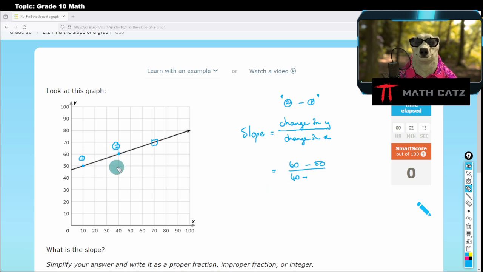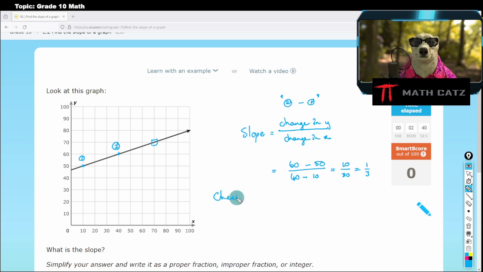minus 10. What do we get there? We get a 10 for the top. We get a 30 for the bottom. So we can simplify that very easily to 1/3. Now, it doesn't really matter how you write this. Improper fraction, integer if it happens, decimal even, though I don't want to round a decimal number ideally.